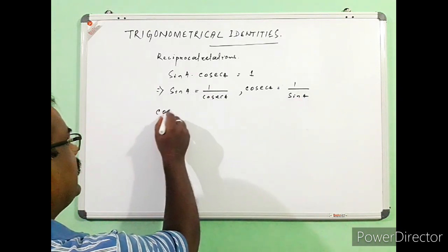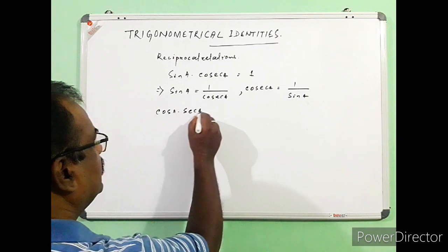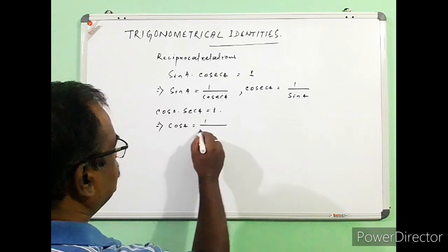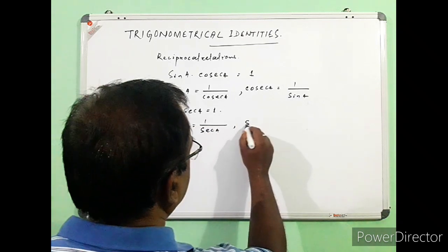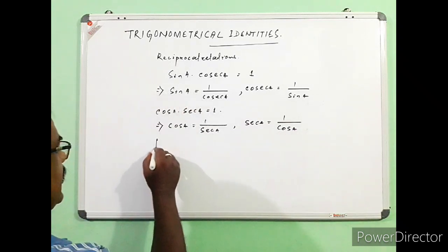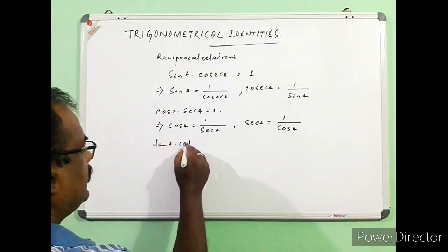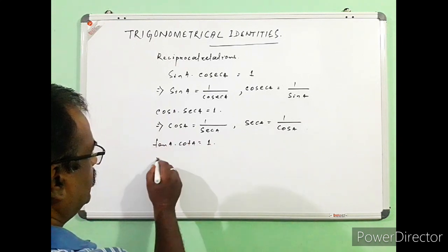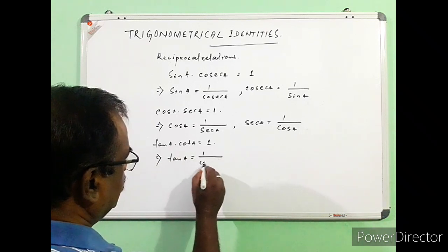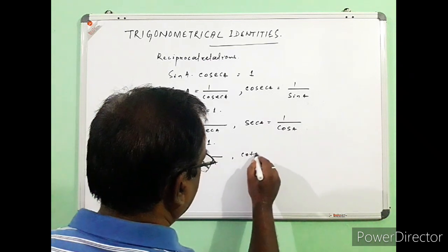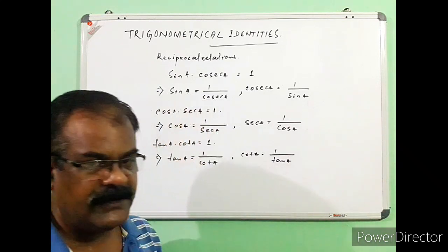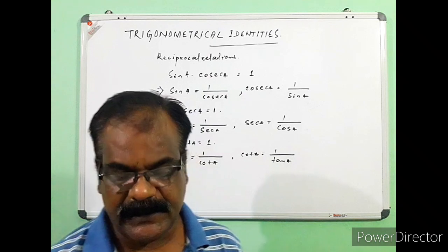Similarly, cos A and sec A multiply to 1. In other words, cos A is equal to 1 upon sec A, or sec A is equal to 1 upon cos A. Also, tan A into cot A is equal to 1. In other words, tan A is equal to 1 upon cot A, and cot A is equal to 1 upon tan A. So these are some of the reciprocal relations that we have seen about the trigonometrical ratios of angle A.